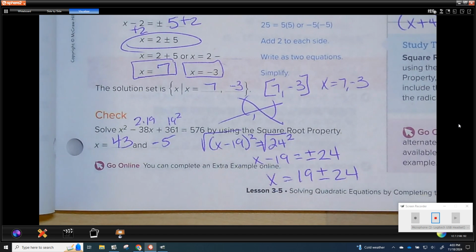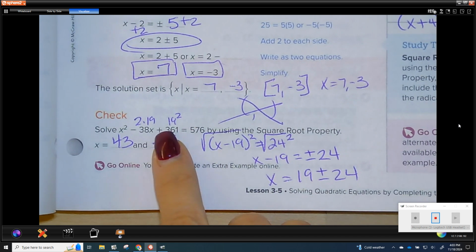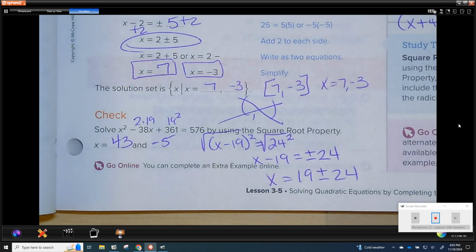So you need to recognize that this is a perfect square trinomial, because if you were to move the 576, it's not going to be a square anymore, and you can't take the square root.